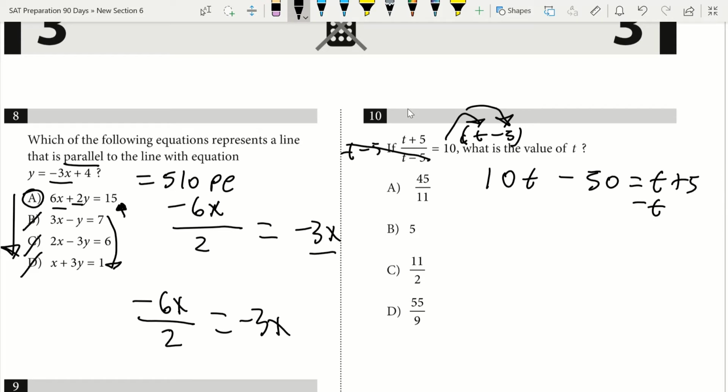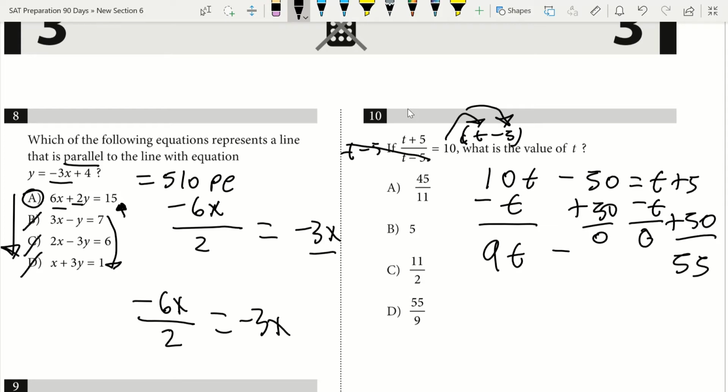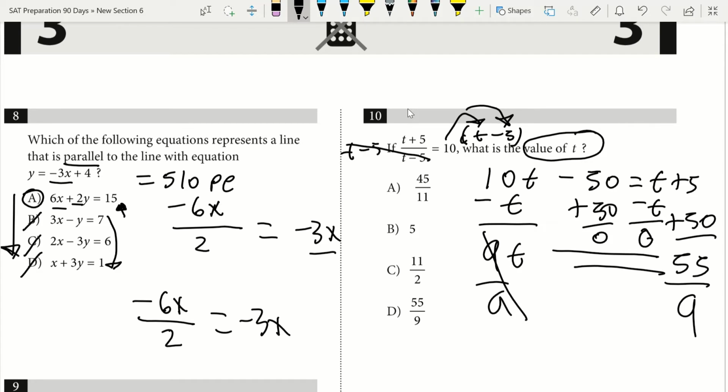I want to keep my coefficient in front of t positive, so I'm going to subtract t from each side. That way I get 9t. And then I'll add 50 to each side. Right, so I have 5 plus 50, that's going to give me 55. So I have 55 is equal to 9t. I divide each side by 9, and I see that t then is going to equal 55 over 9, and I know that I'm only asked for the value of t. So my answer for 10 then is going to be answer choice D.